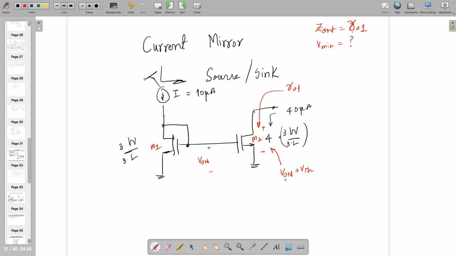I'm following the notation of Allen Holberg right now, because this is the book I am following, and it is exactly the same as this one. And this is the value which is actually VDS set, or the overdrive voltage, VOV. Different books follow different notation. Left side is Allen Holberg, right side is Behzad Razavi.